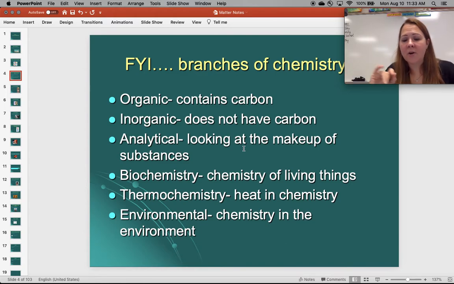Thermochemistry, we're going to do an entire unit on it second semester, but that's looking at heat in chemistry. So we're going to burn things, we're going to light things, we're going to make things get hotter and colder and everything else, but it's just looking at the heat transfer in chemistry. And then environmental chemistry is the chemistry of the environment. If you take AP Environmental here, you're going to have a lot of that. We touch on it. I try to hit it when I can and kind of embed it because it's not actually in the class, but I try to talk about it here and there.